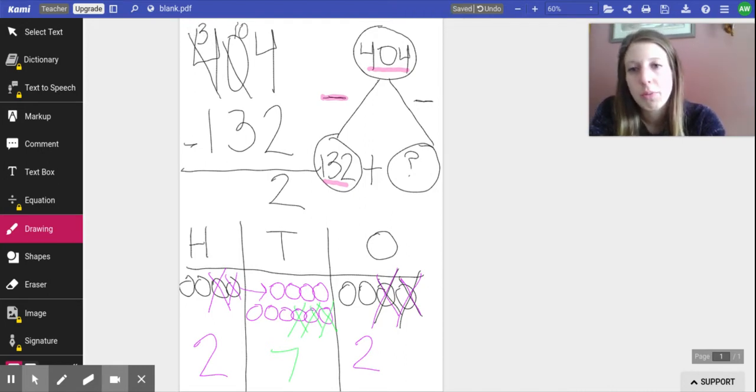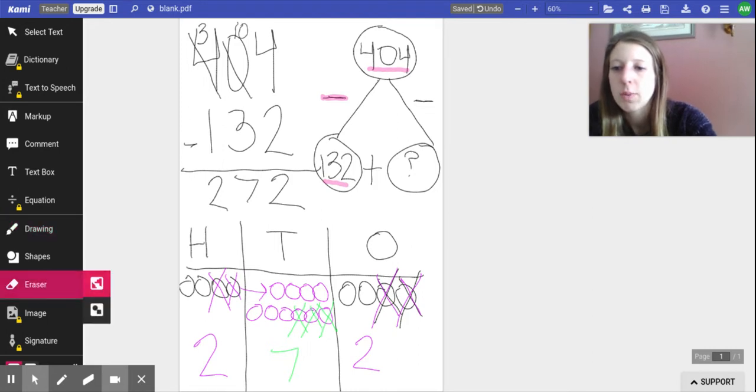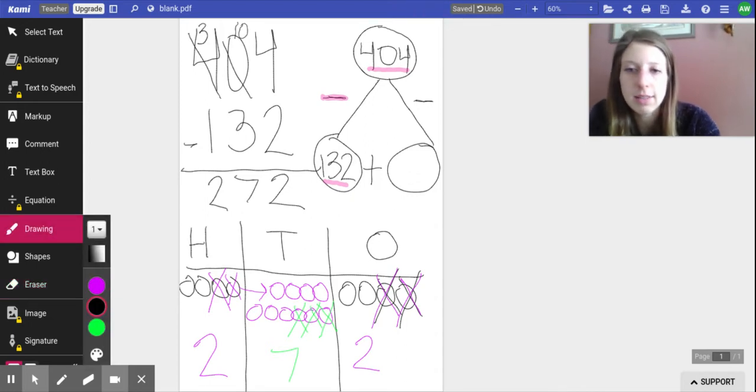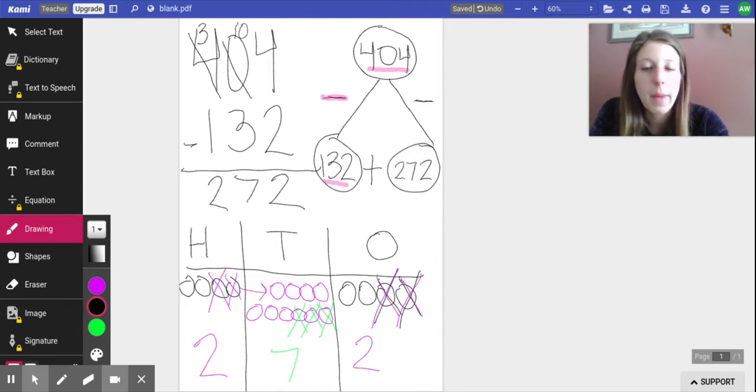So now I can do 10 take away 3, which is going to give me 7. 3 take away 1, which is going to give me 2. So right now, my answer is matching. But remember, we don't just want to stop there. We want to check our work. I don't know. It won't erase. So the next thing we want to do is fill in my missing add-in, which is 272. Then I'm going to go back and check my work.